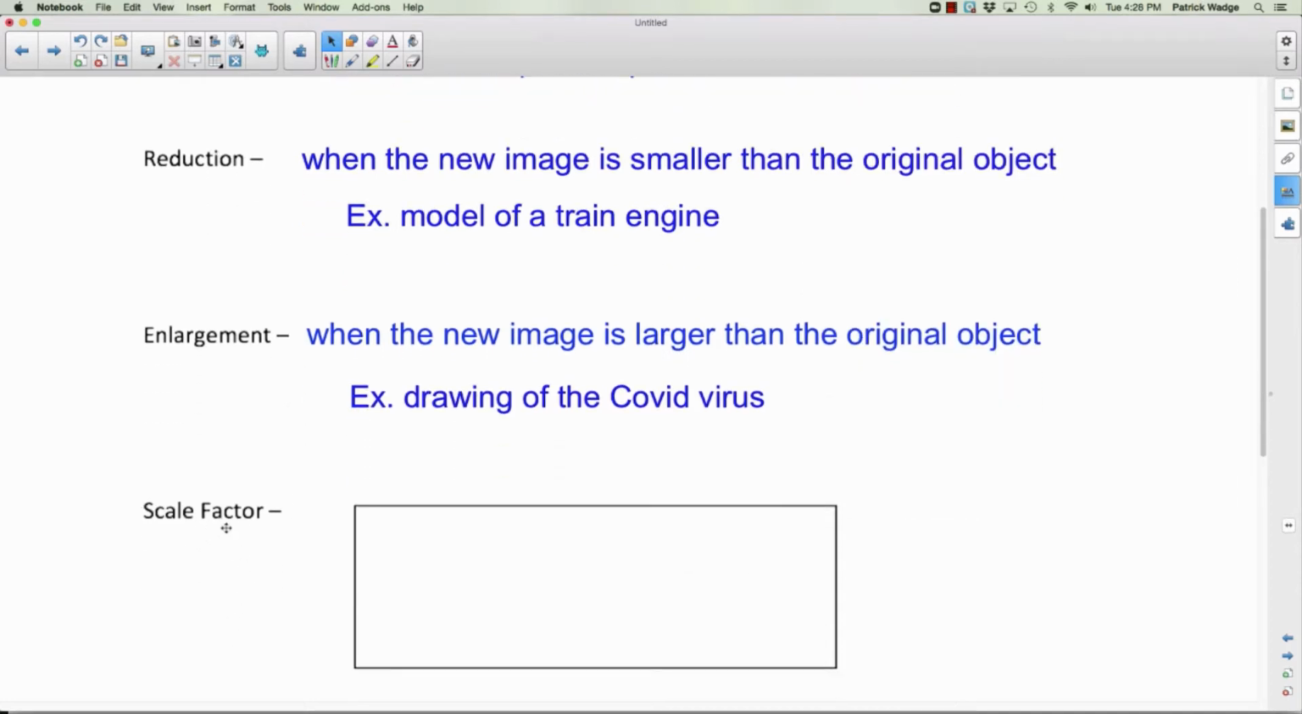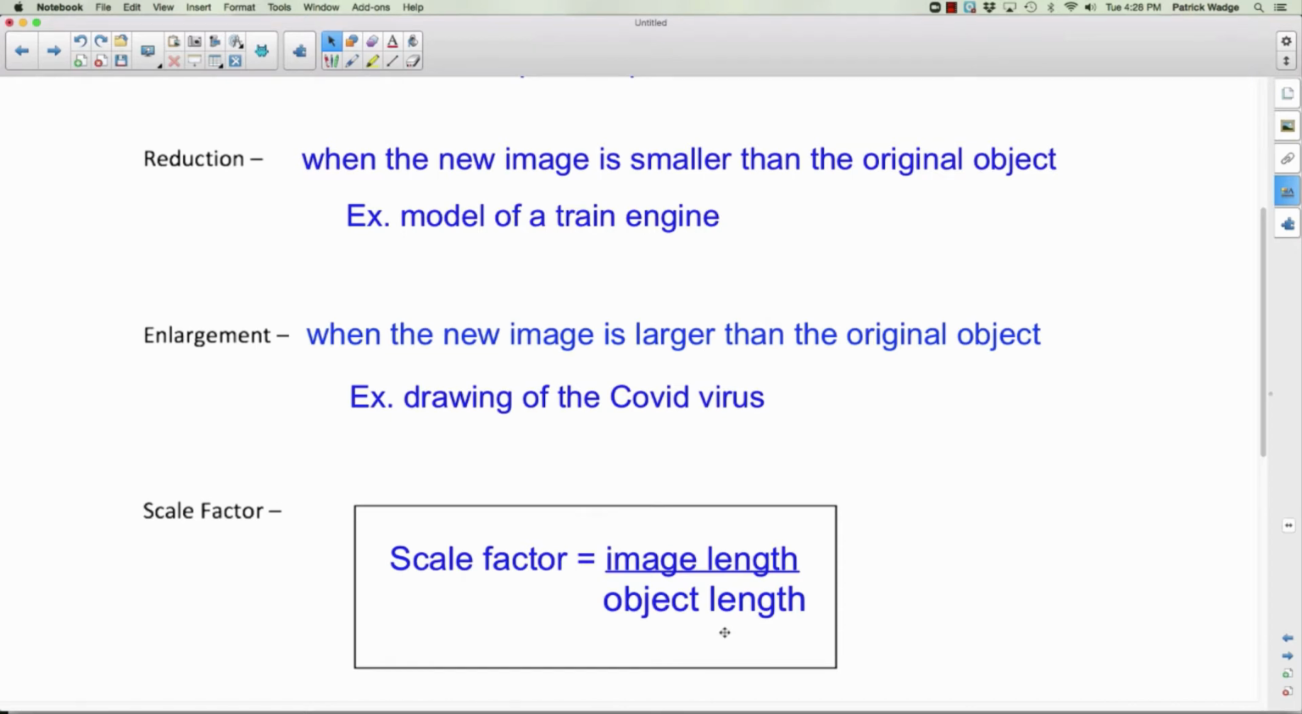Okay, so scale factor, which is the key to the lesson today, is a number that gives you a sense of how much bigger, how much smaller, how much is it reduced, how much is it enlarged. And so I really recommend, I insist that you write down this formula. You're going to need this over and over and over today. Scale factor equals image length divided by object length.